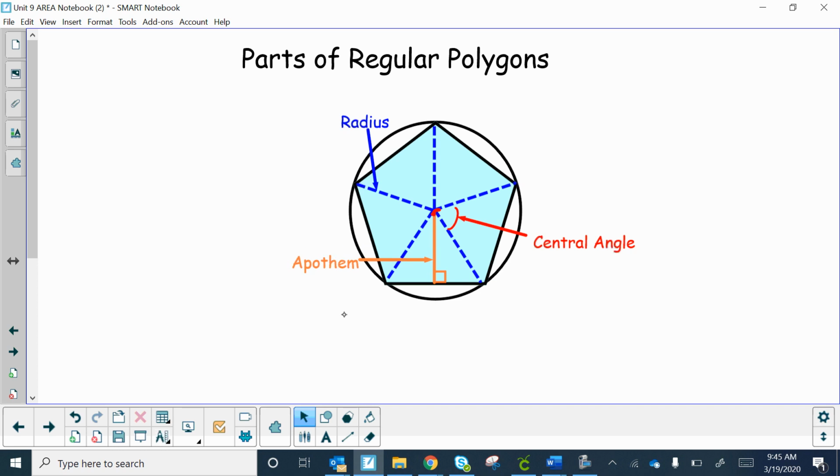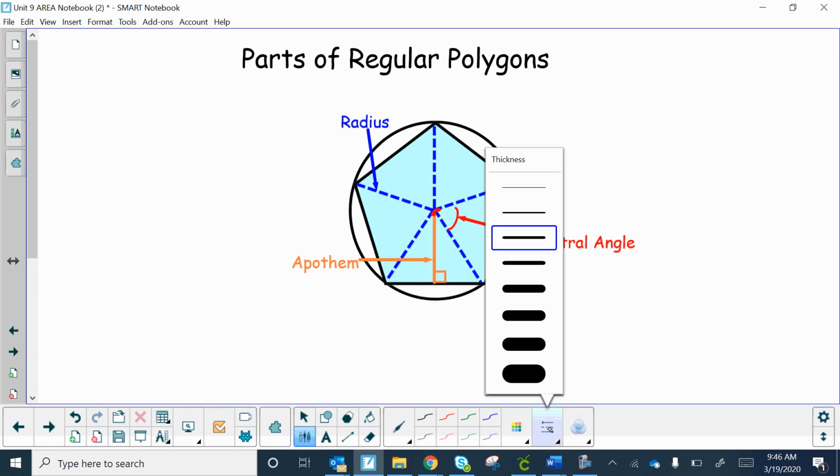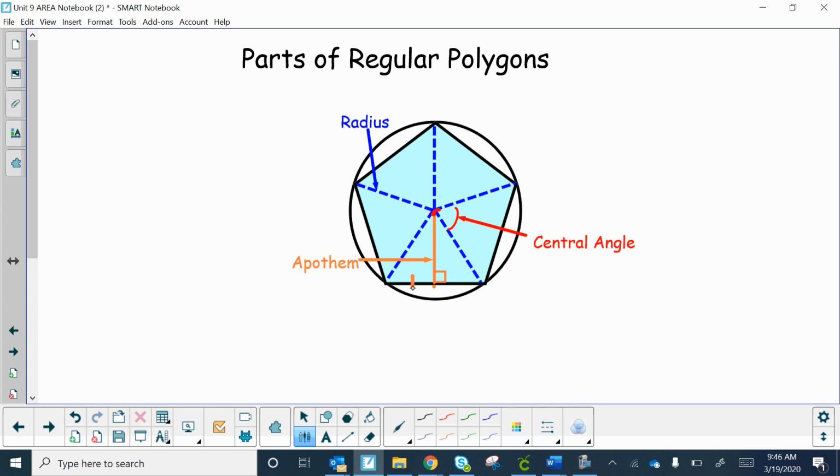This is important. It goes from the center of the polygon and the circle, and it is perpendicular to an edge, which will also make the point right here a midpoint. If you want to put tick marks right there, do so, because that apothem always goes to the center of one of the side lengths. That we sometimes refer to as S, the side length. The apothem is there, we have a central angle, and then we have a radius.